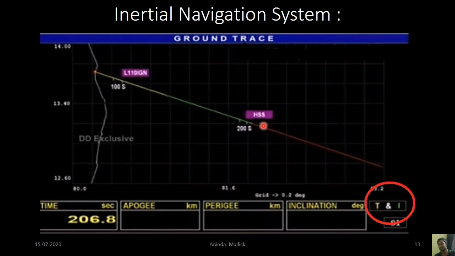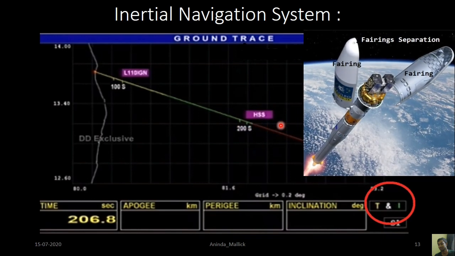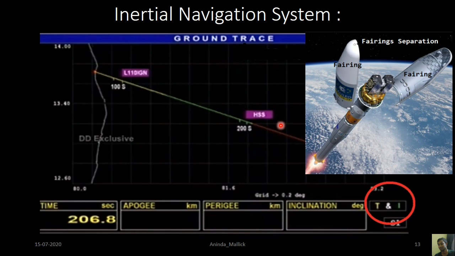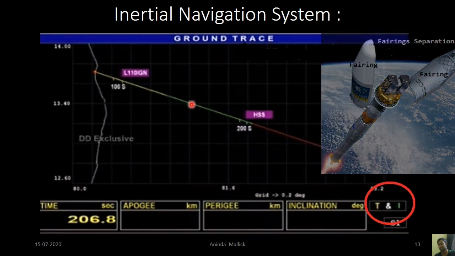And for your interest, I want to say that here it is written HSS. HSS is basically a heat shield separation. There are 2 fairings at the top of the rocket, which basically act as a heat shield for the satellite or vehicle which is inside the rocket.